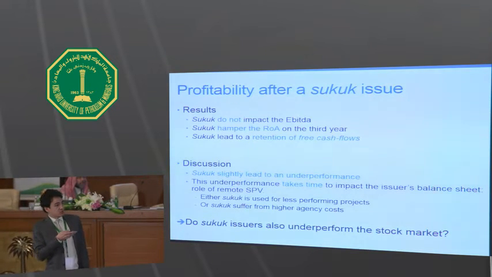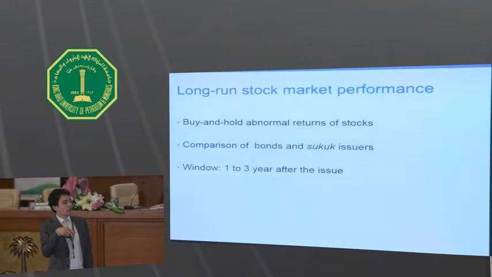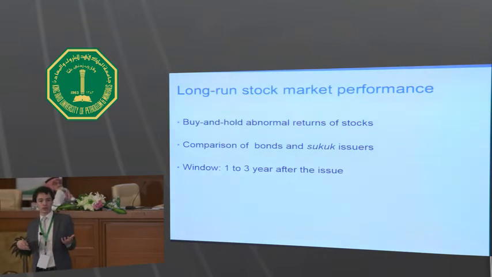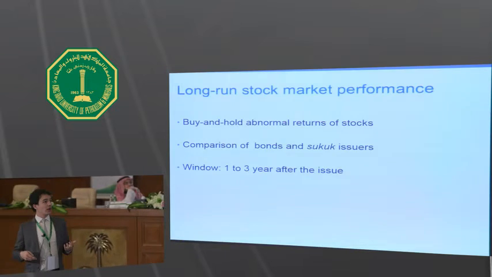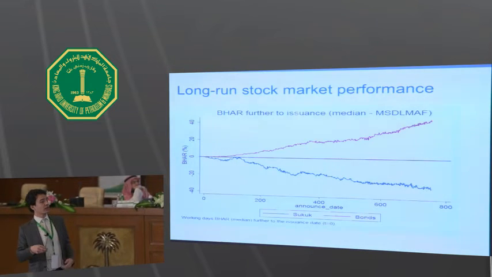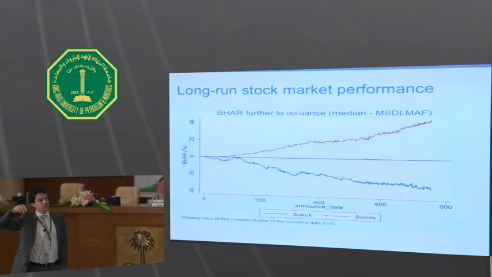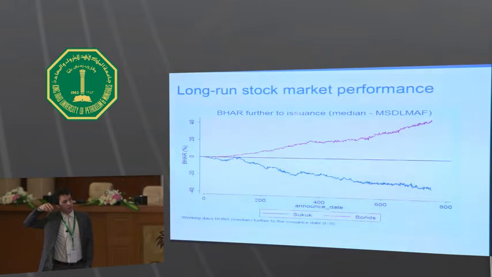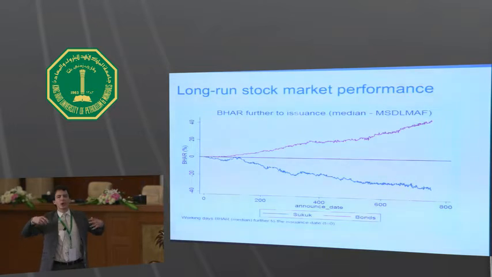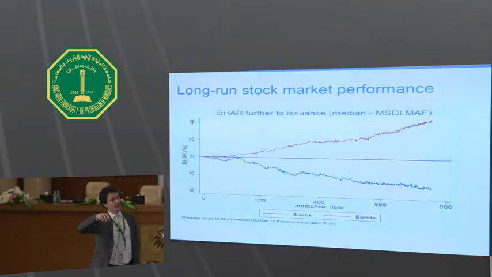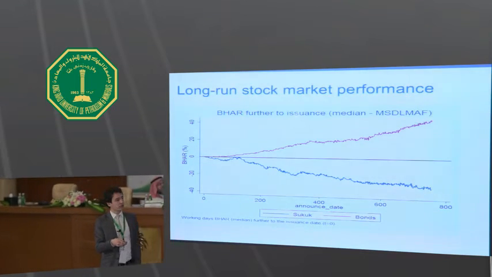Another way to see the performance is to look to the stock market and to generate buy and hold abnormal return, comparing it to the buy and hold abnormal returns of bond issuers, and to look at what's happening from time to time. And if you look, this is very straightforward actually. The return of companies who are issuing Sukuk, this blue line, are really decreasing, but it's a buy and hold abnormal return. That's normal. The slope is not correcting itself. That's totally normal. But the gap is increasing from time to time, and you can directly link it to the fact that they issue a Sukuk here.